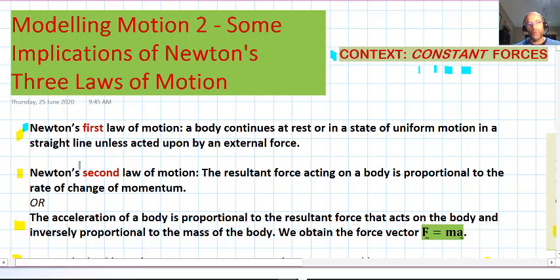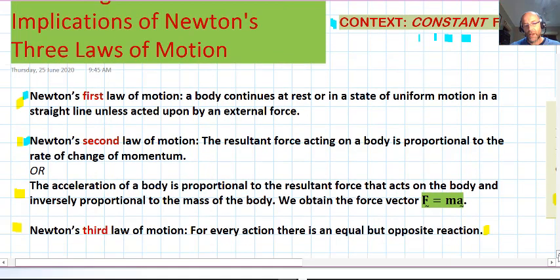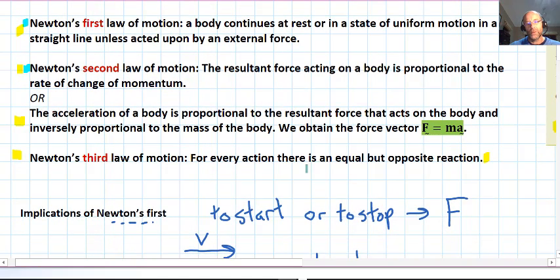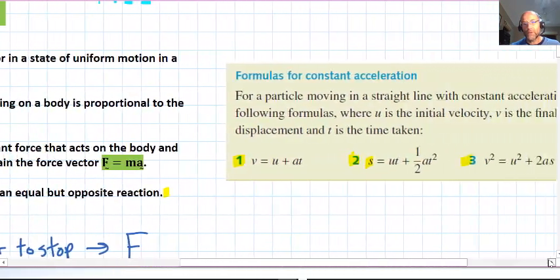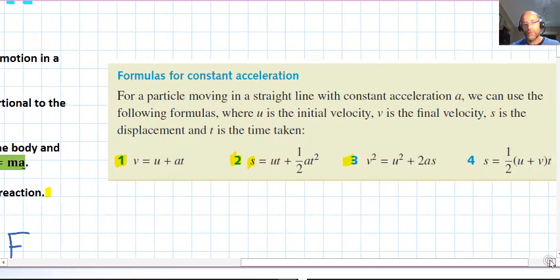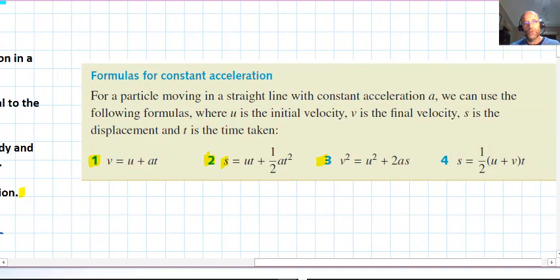So law 1, a body continues to stay at rest or in uniform motion if it's not operated on by an external force. If it is, that all changes. F equals ma is the second law, or in other words, the force is proportional to the rate of change of momentum. And the third one is action and reaction. For every action, there's an equal and opposite reaction. Okay, and that one's got a misconception associated with it, which we'll talk about.